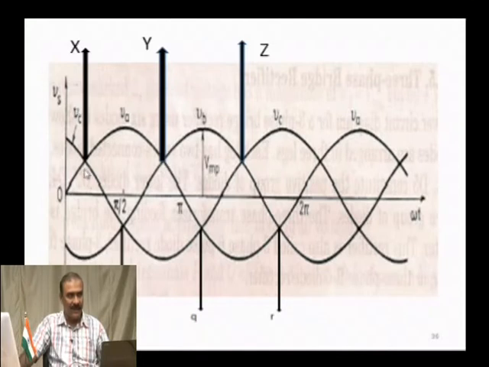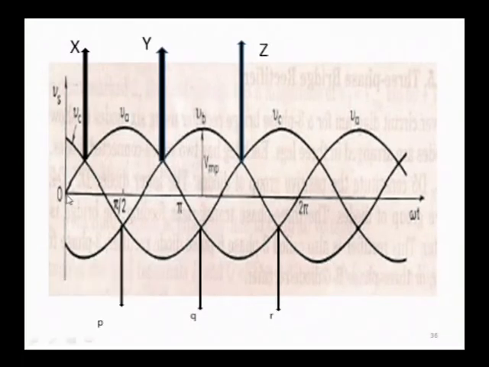Your firing angle is referred or seen from this end and not from 0, unlike other control rectifiers. So your firing angle measurement starts from the X intersecting point, this and this, and not this 0, because this is alpha. If you are measuring firing angle, you have to measure from here, alpha plus 30. So this is the first firing pulse that you get here.